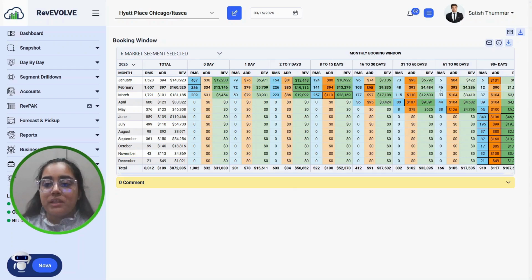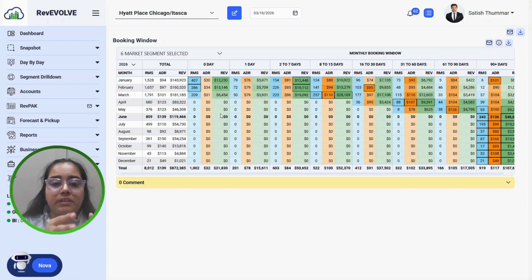For example, if the 90 plus day window is highlighted, that suggests strong early booking demand. If the 0 to 1 day window is highlighted, that indicates the property is relying more heavily on last minute demand. This simple visual cue makes it much easier for revenue managers to spot patterns instantly.